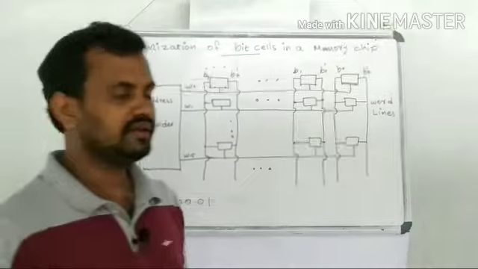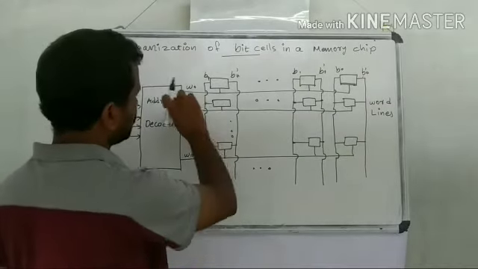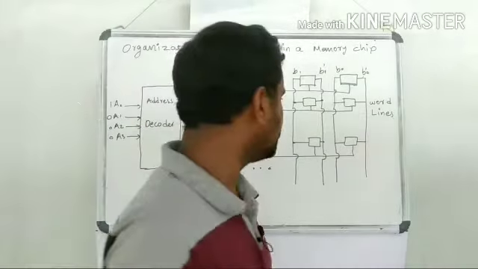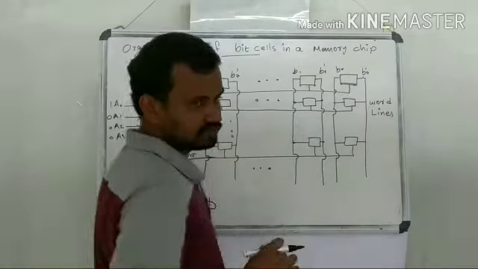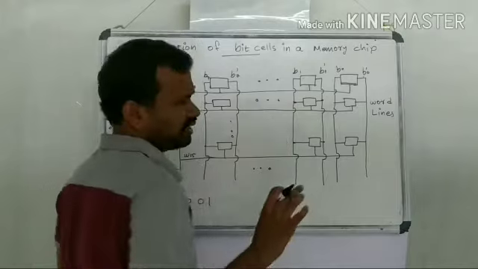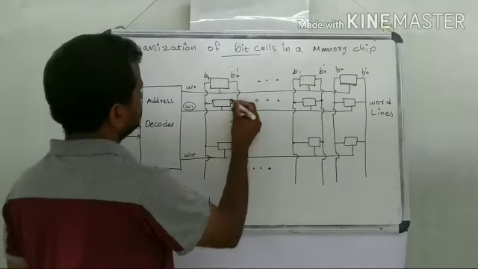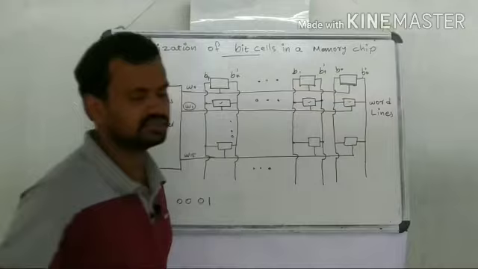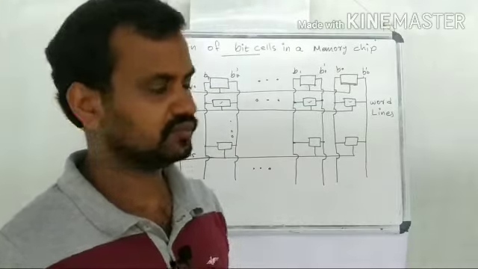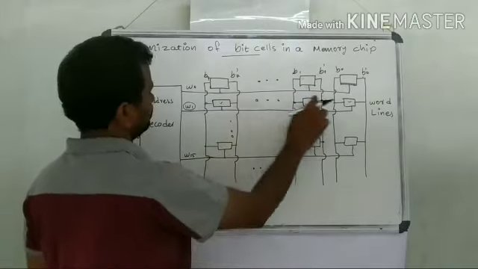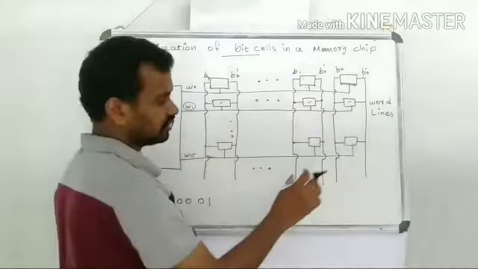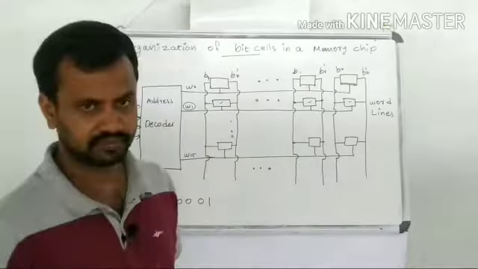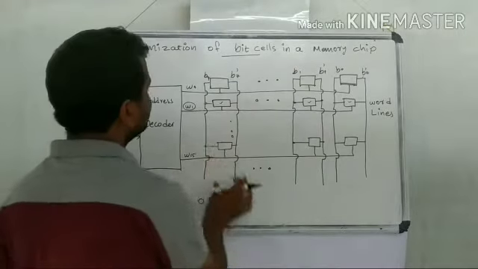Then the decoder will decode this address and enable the corresponding word line. In this example, word line 1 will be enabled. Enabled means that it will become active. That is the working of the decoder. So this line will be active, and all the cells connected within that word line will be activated. The content present within these cells will be available through the bit lines. The content of the entire row will be available through the bit lines. That's about how to read the content.